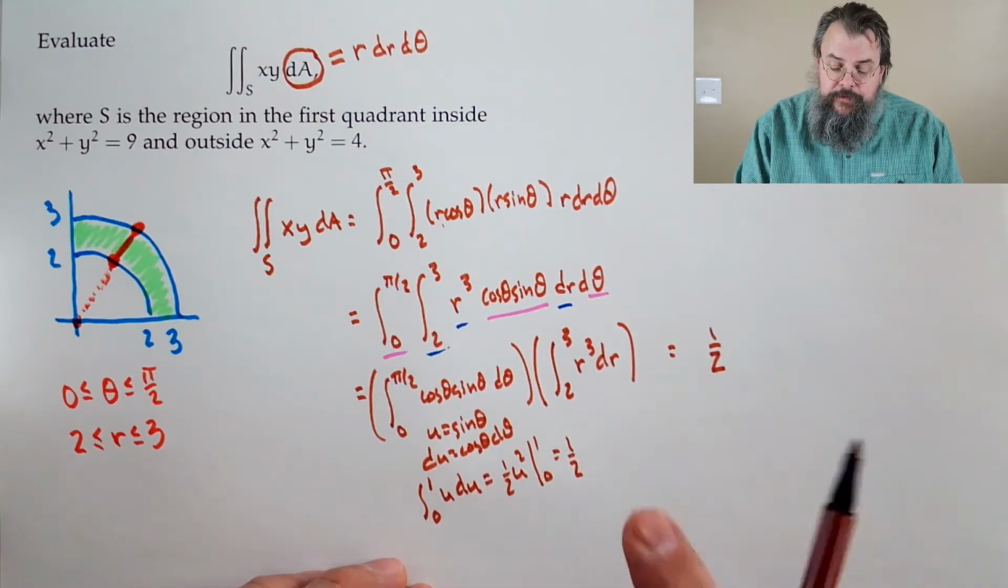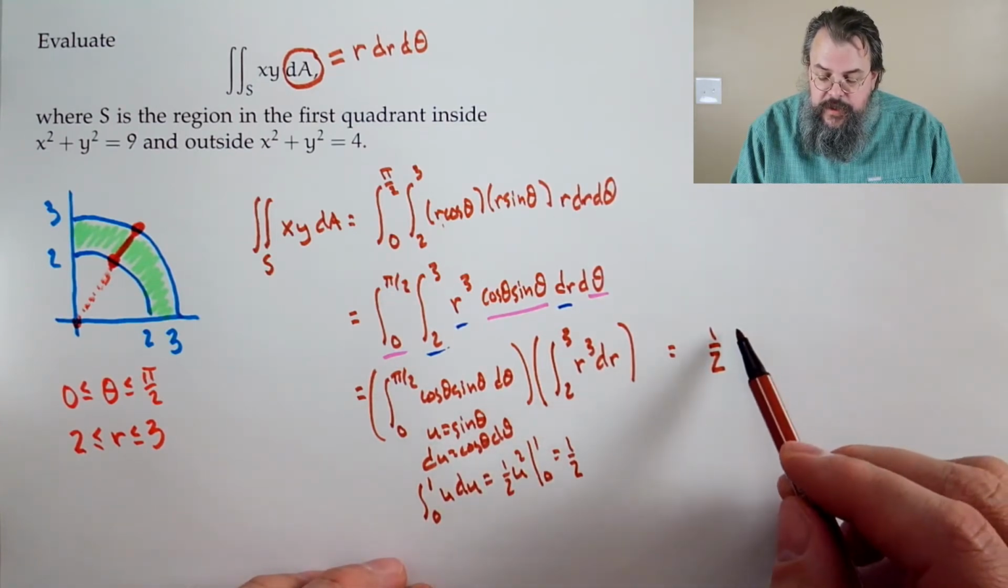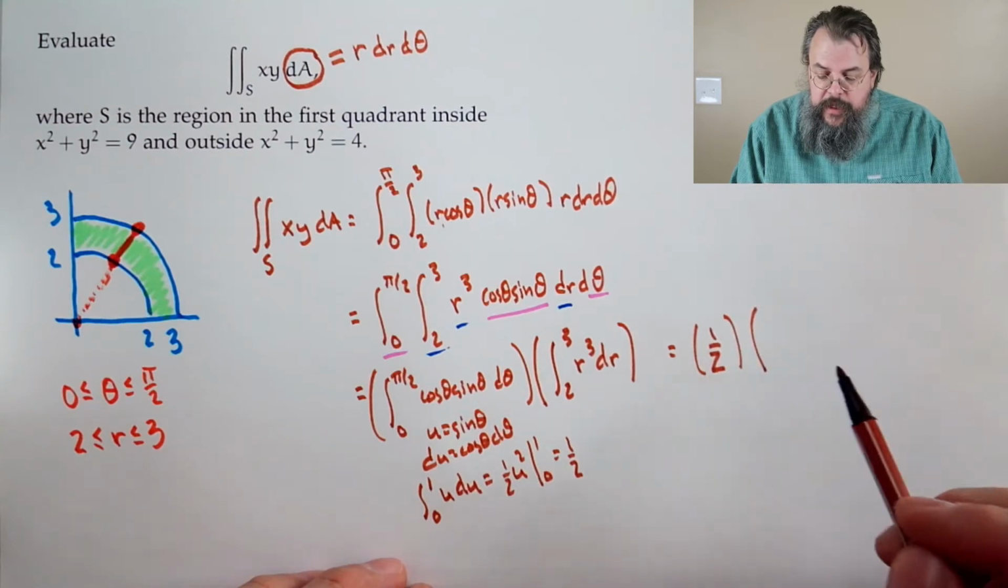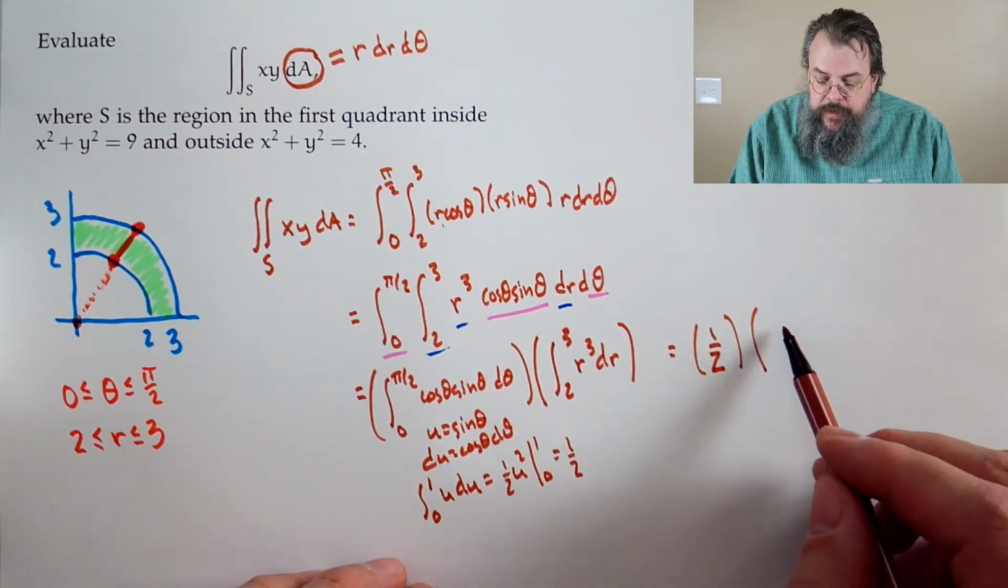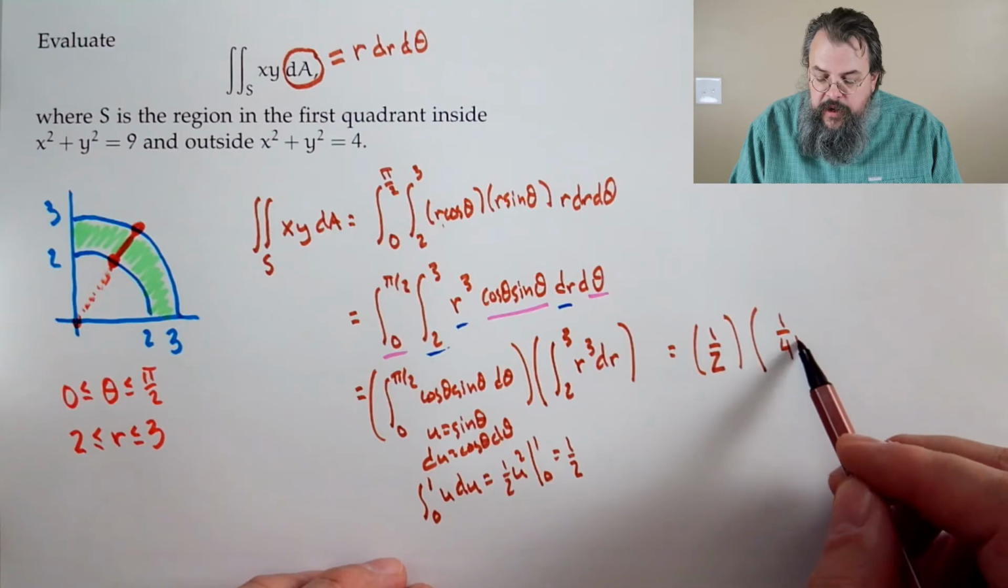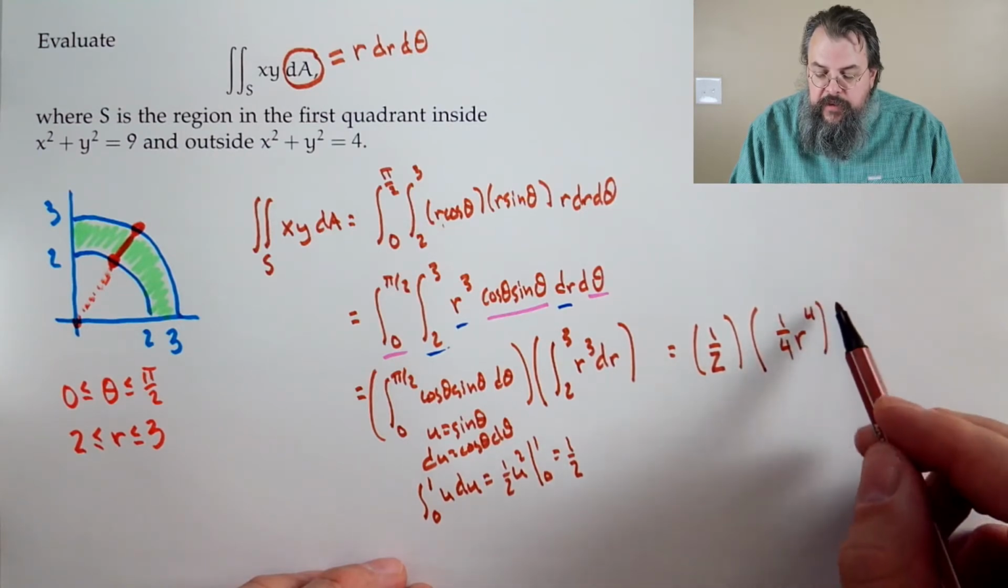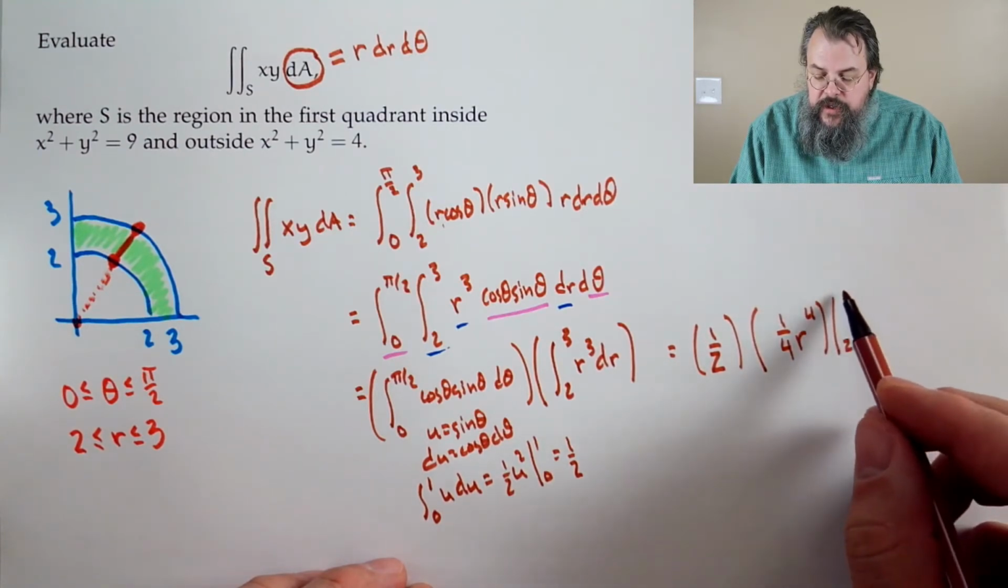How about the second one? r cubed, well, all right, what would that be? Well, it'd be 1/4 r to the 4th. Evaluate that from 2 to 3.